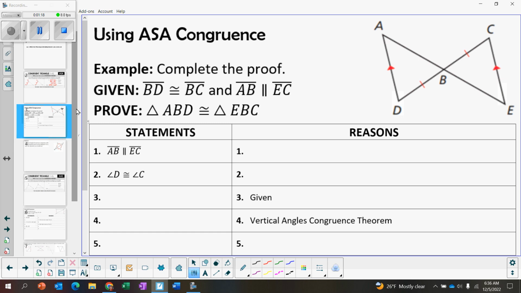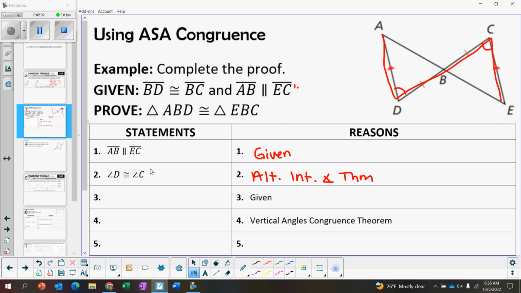So let's look at a proof. We're given that segment BD is congruent to segment BC, and segment AB is parallel to segment BC. That's the first thing they showed us. This is number one. That's given. And anytime they tell me parallel, I'm going to have some congruent angles. If it looks like a bow tie, I'll have alternate interior angles. So they're talking about angle B here and angle C. If I were to connect them, my parallel lines with my transversal, those are alternate interior angles. That's the alternate interior angle theorem.